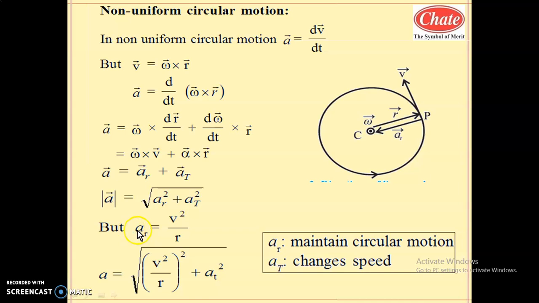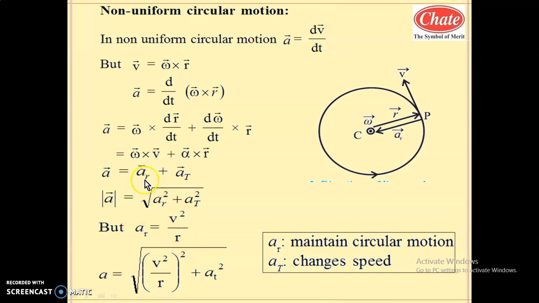So what is the magnitude of ar? This is said to be the magnitude of net acceleration. What is the magnitude of radial acceleration? The magnitude of radial acceleration is omega v. But how is omega written? Omega is written as v by r. As omega is written v by r, it becomes v into v by r, that is v square by r. So radial acceleration is v square by r.